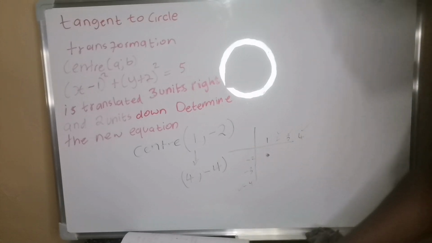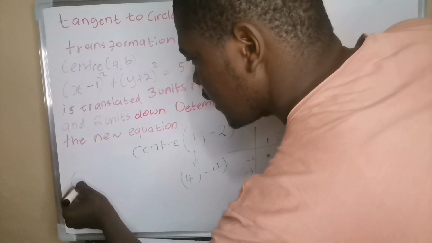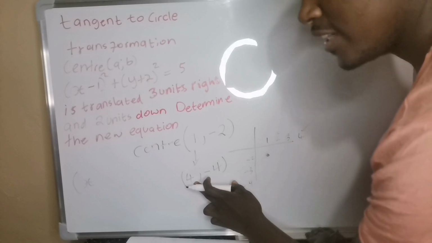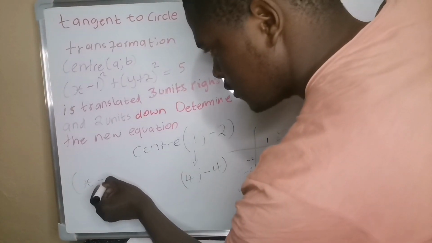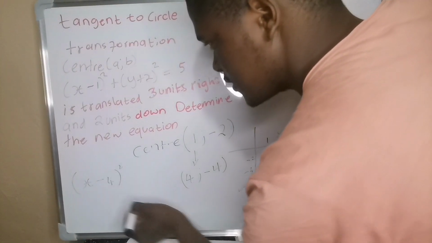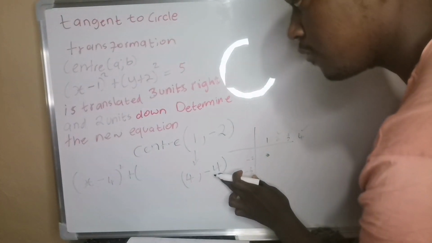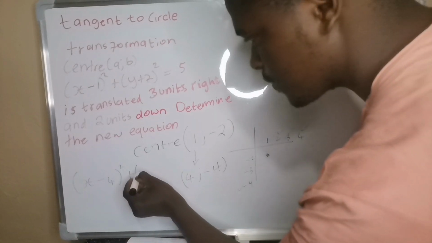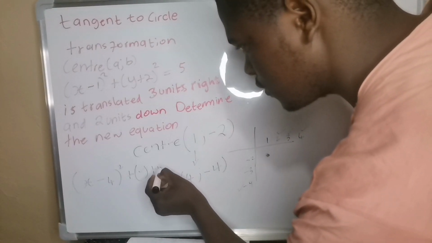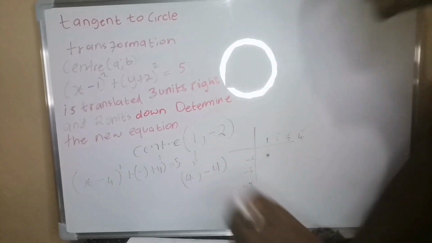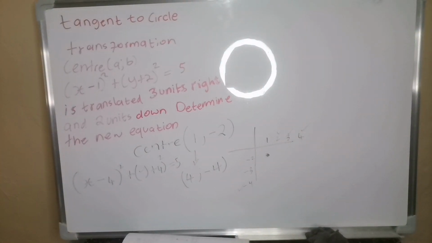Then our new equation is x minus 4 squared, remember, x comes inside the bracket, and here it's going to have negative 4 coming inside the bracket, plus y plus 4 squared is equal to 5. Then you're done. You are literally done with that one.